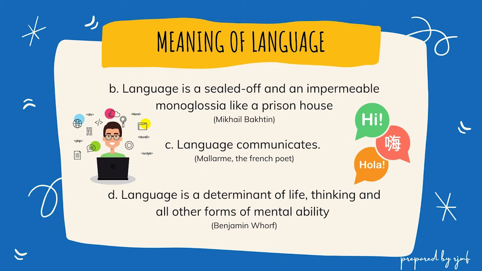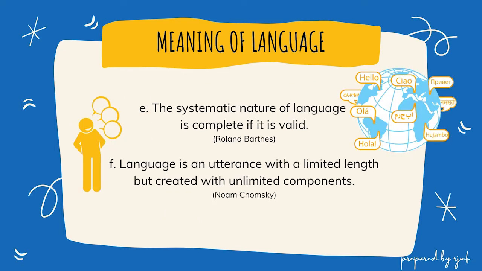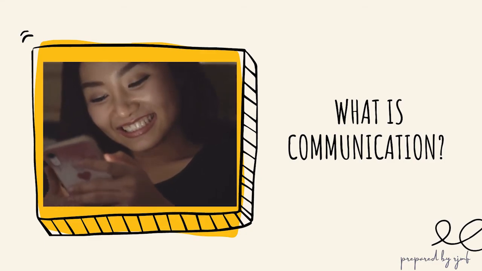Another one, Mikhail Bakhtin, defines language as a sealed-off and impermeable monoglossia, like a prison house. Another definition says language communicates. Yes, it is definitely true. According to Benjamin Whorf, language is a determinant of life, thinking, and all other forms of mental ability. Do you agree? The systematic nature of language is complete if it is valid. It is, right? The famous Noam Chomsky said that language is an utterance with a limited length, but created with unlimited components.